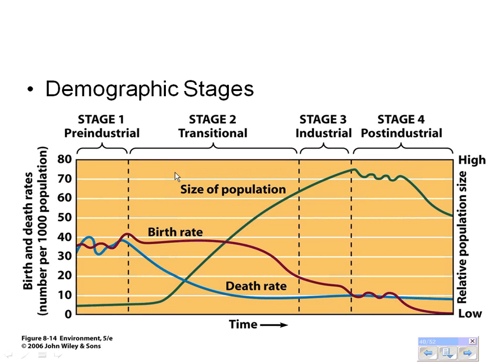Stage 2 is the transitional stage. You should note that in this stage we have a very fast increase in population. So it's the stage where we have the biggest population growth. Birth rate remains high, but the death rate falls. The death rate's going to fall because we have advances in medical care, improved sanitation, and higher levels of education. The birth rate continues to stay high, so the population is going to grow.